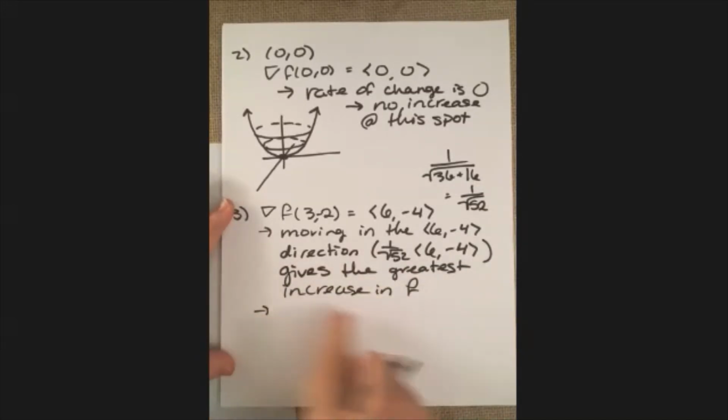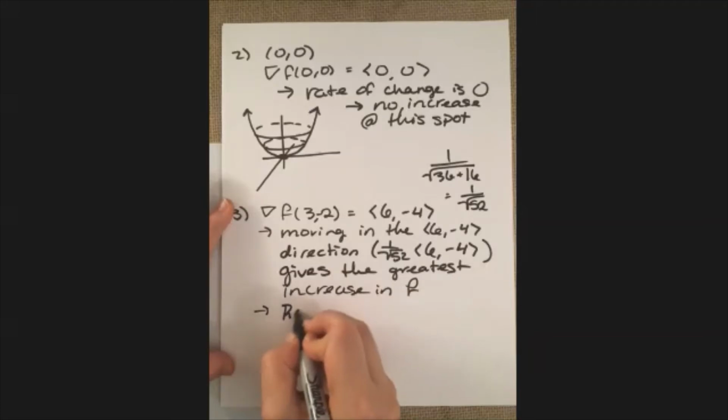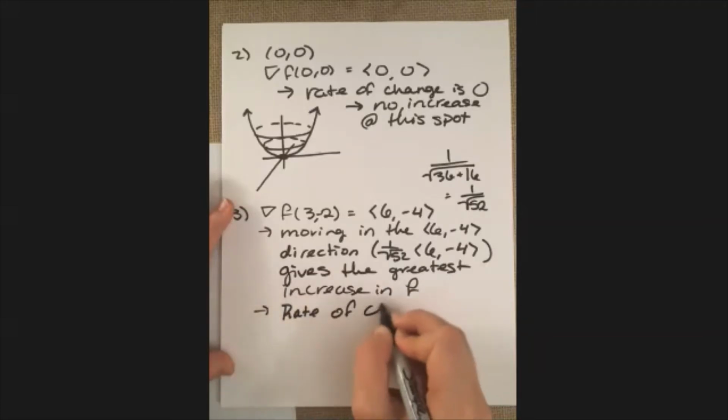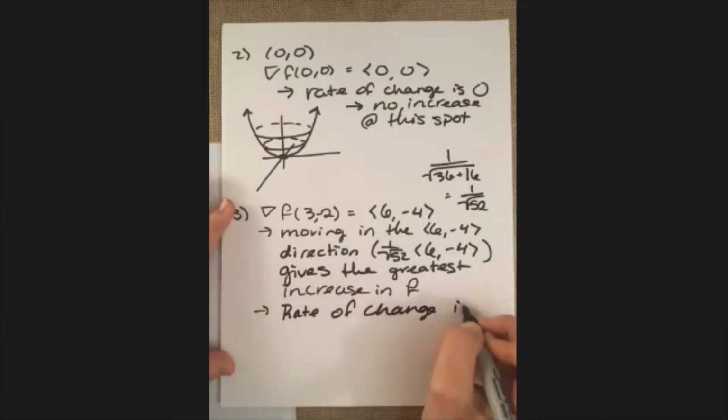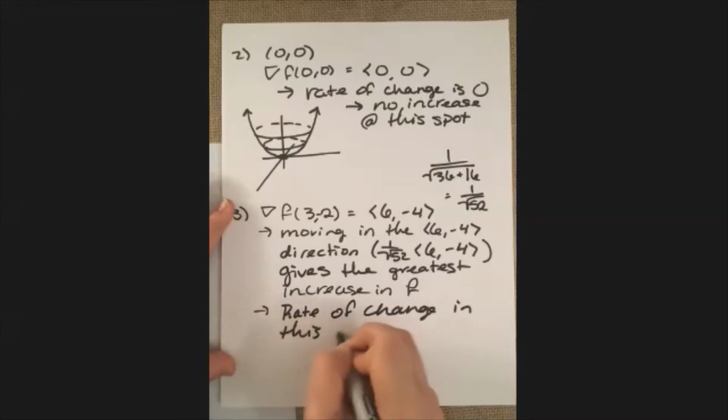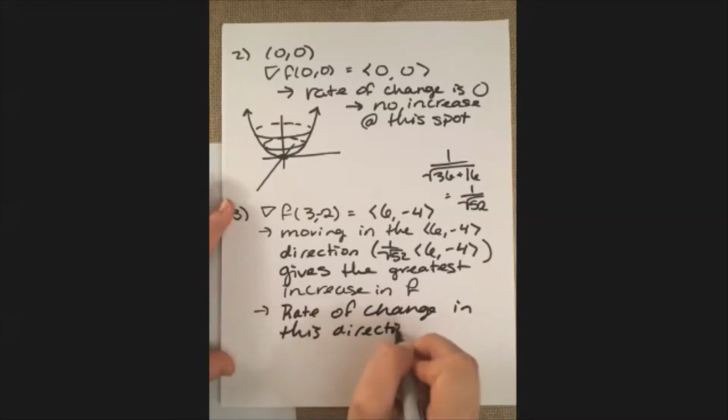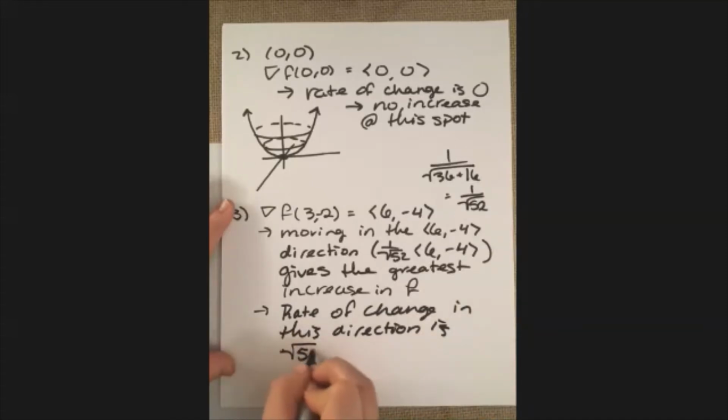And its rate of change when we're going that direction is root 52. Okay, so that's kind of the idea behind the gradient. It tells you which direction the function is increasing the fastest in, and then it also tells you what the rate of change is in that particular direction.